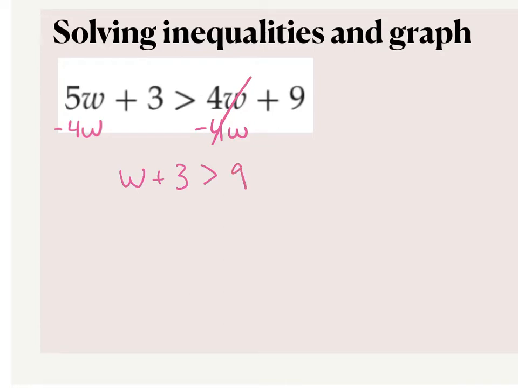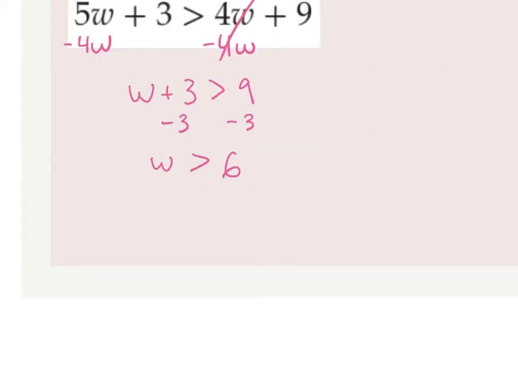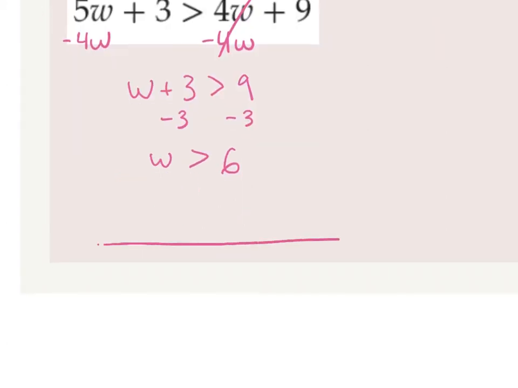So now we want our W all by itself. What do we need to do next to get our W all by itself? Minus 3. Perfect. We subtract 3. So we have W is greater than 6. So on our number line, I always just like to start with 0 in the middle. And then it just depends how high your number is for what numbers you want to put on your number line.